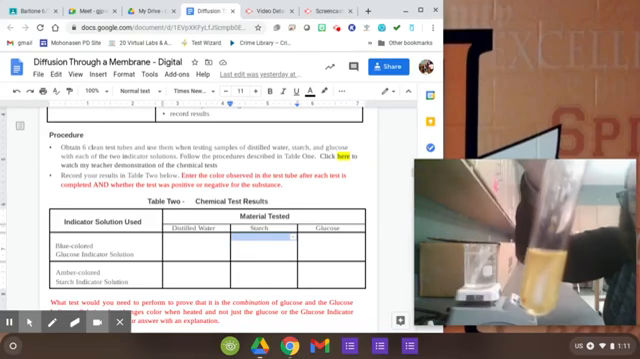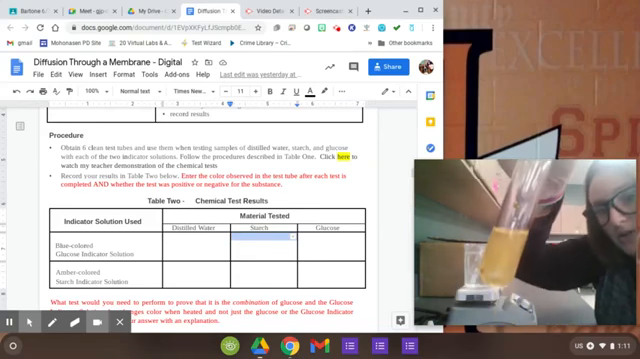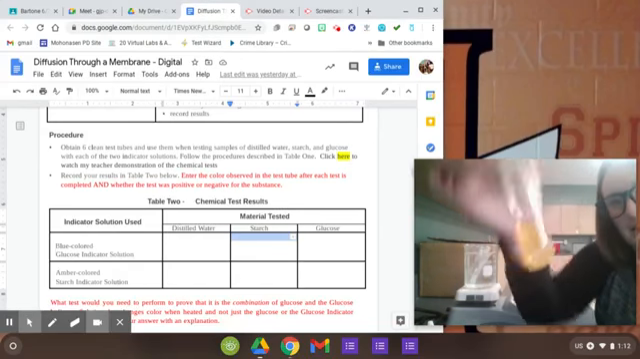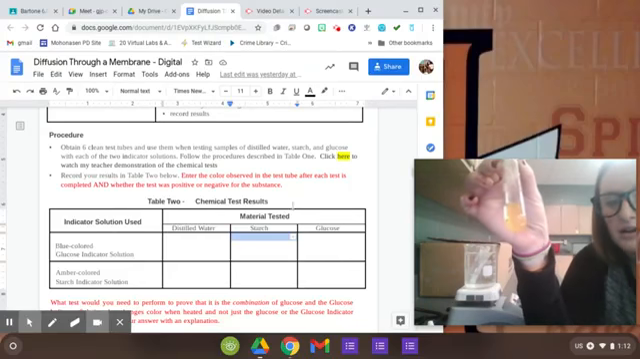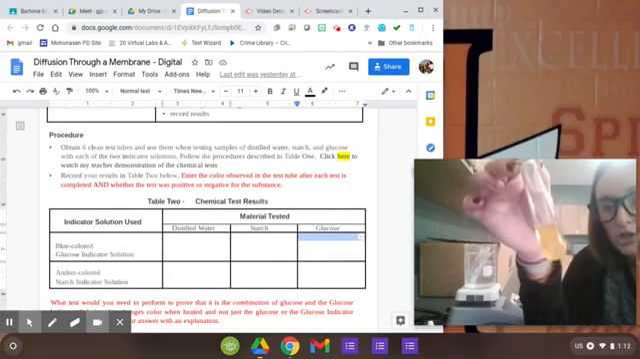It would not have turned this color if I didn't heat it. It would have stayed that light blue color if I didn't heat it. But it is turning this orangey color because I heated it. And so that here is a positive reaction for glucose, and you'll put that it is orange as well.